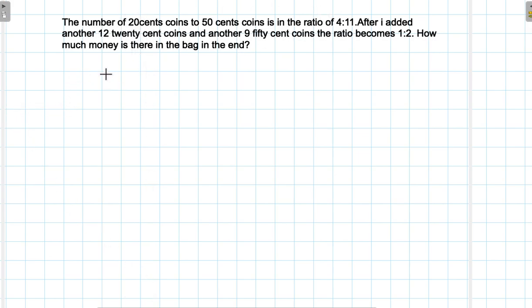I know that the number of 20 cents to the number of 50 cents is having a ratio of 4 is to 11. And then I add 12 20-cent coins, so I add 12 coins. And I add another 9 50-cent coins. So another 9 coins here actually give me a ratio of 1:2.